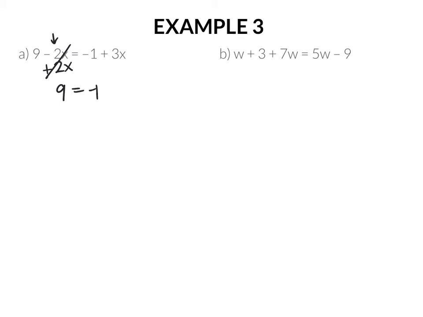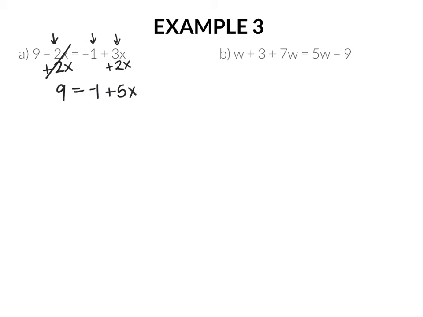The negative 1 I haven't done anything with, but remember, if I add 2 x's to the left, I also need to add 2 x's to the right. Is that going to combine with the 1 or the 3x? It combined with the 3x because they are like terms, giving me a positive 5x.